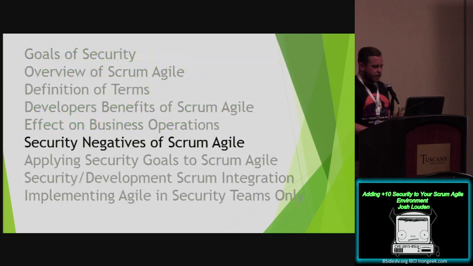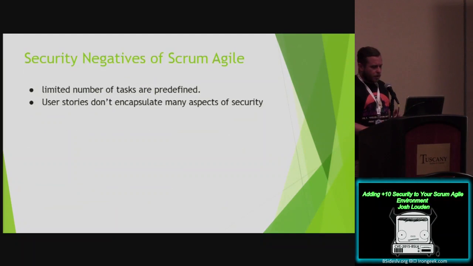So what are the negatives with security that could make it difficult to implement Scrum or Agile in an environment? Sometimes teams are limited to a set number of tasks during sprint planning. So this doesn't account for emergencies, because we can't really provide an estimation of the scope of a malware infestation. So these scopes are unknown.